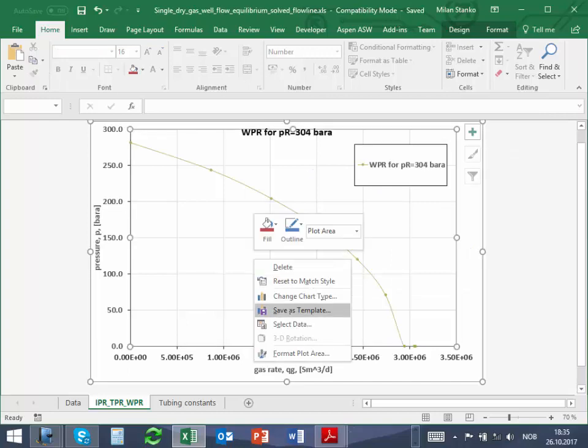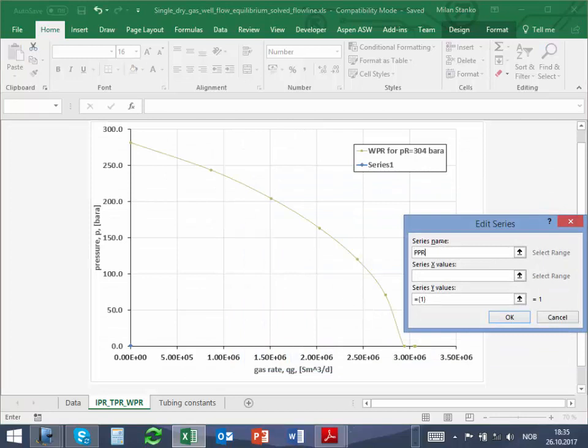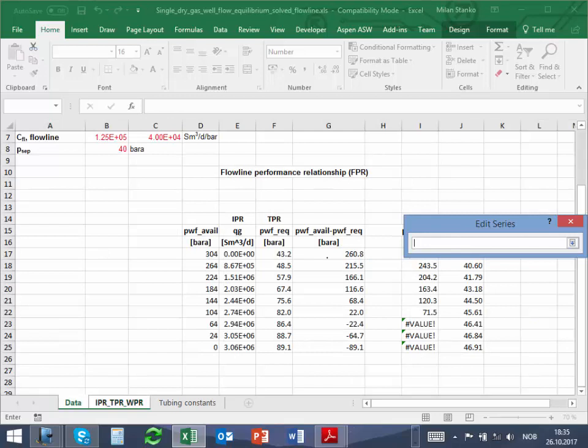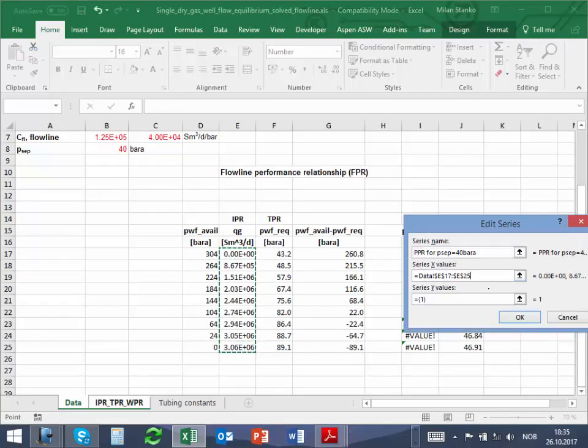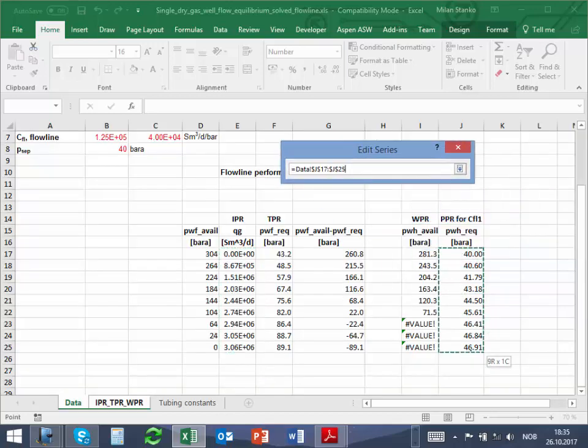So I'm going to add a new series, PPR for P separator equal to 40 bar, and X is going to be the rate that I'm using for all of them, this rate, and the pressure is the pressure I just calculated.